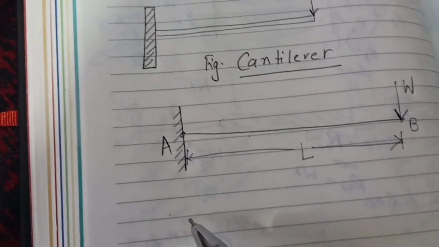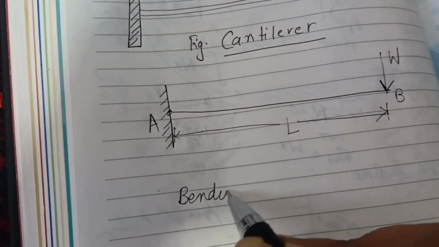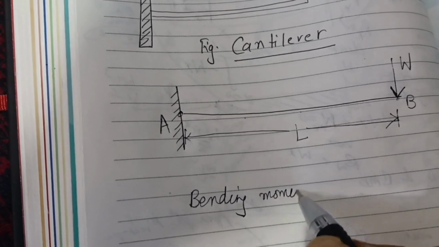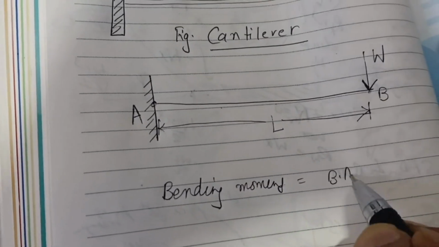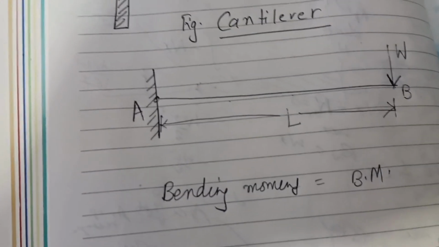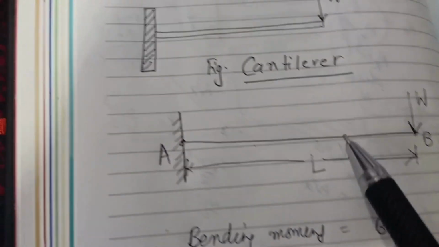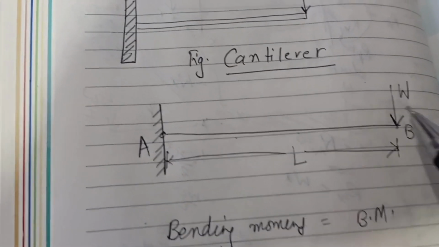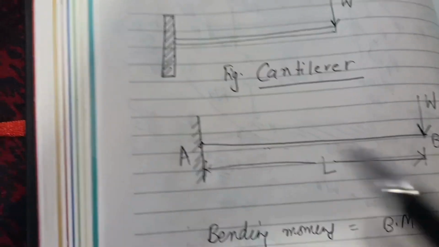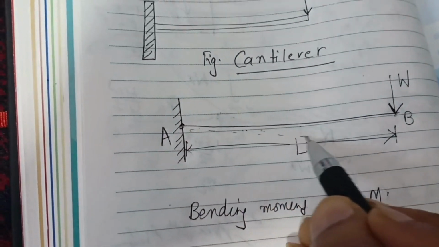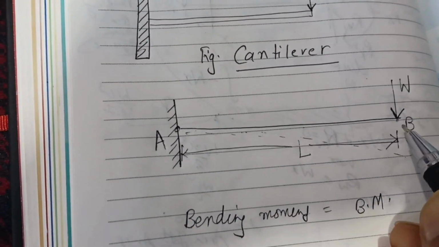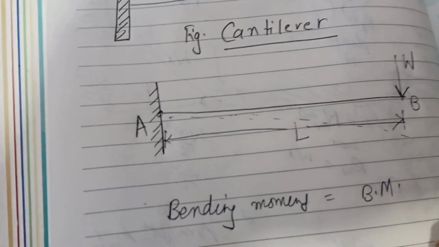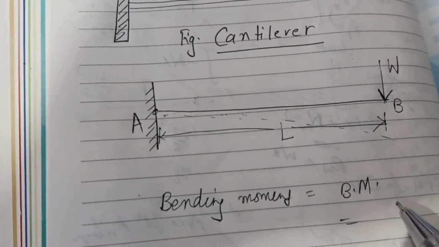And now coming to bending moment. Bending moment in short we also write as B.M. So bending moment is nothing but the moment of the force. Like this point load will try to bend this beam, because this load is acting in the vertically downward direction. So this beam will also try to bend in this direction.